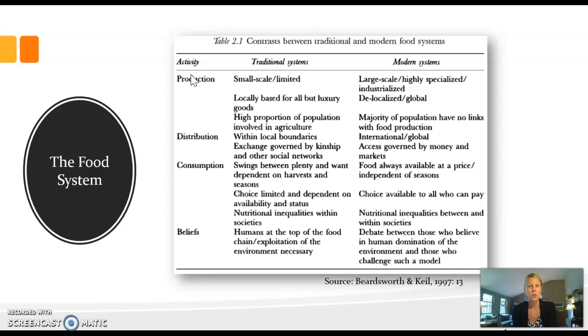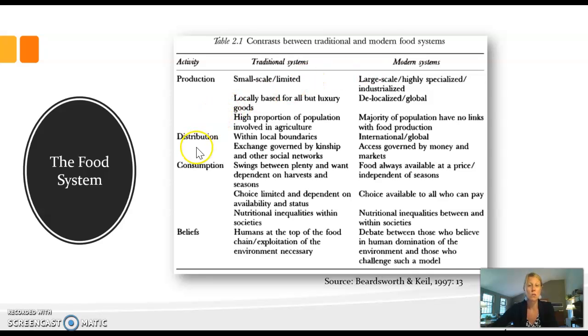Again, in a traditional system, the production was locally based, except for luxury goods. And now we live in a food system where food is really delocalized and quite global. The majority of people are eating from this delocalized and global food system. It's worth noting that with the traditional food system, we're really talking about in terms of years. The break is in like the 1930s, when concepts like Fordism and industrialization really took hold and then were adapted to the food system. And you'll read a little bit more about that later in the semester.